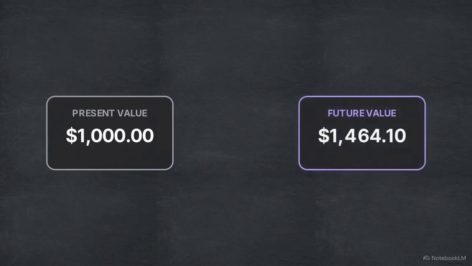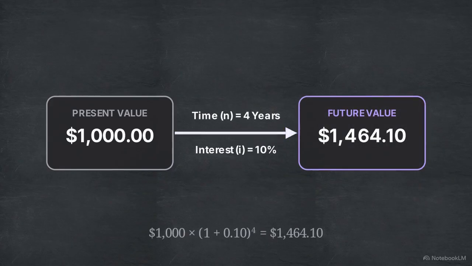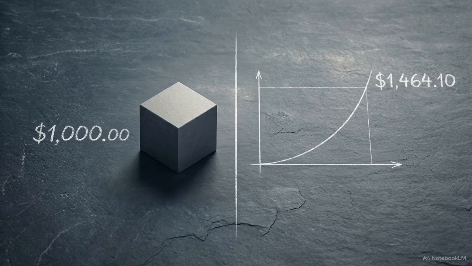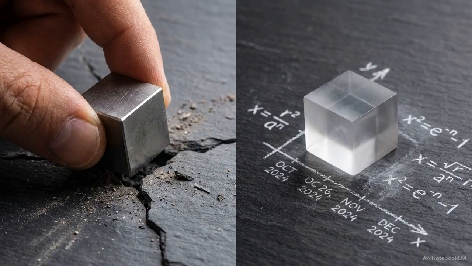Compare these two figures, $1,000 sitting on the table today and $1,464.10 available 4 years from now. Finance operates on the axiom that these two sums represent the same amount of wealth. Because money possesses a time value, a single dollar currently in hand is mathematically distinct from a dollar collected tomorrow.